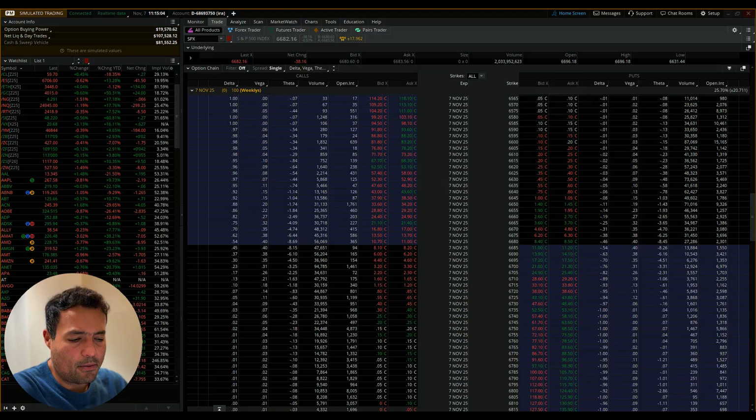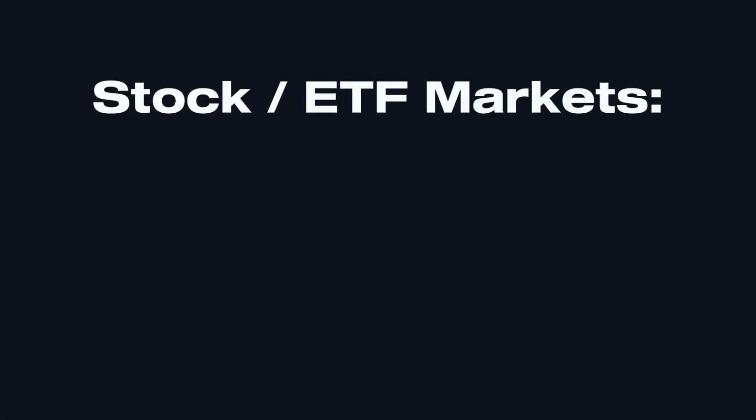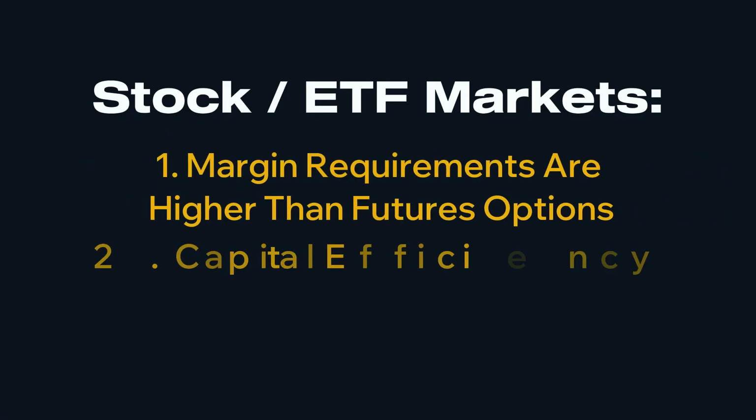I'll tell you exactly how much money we put down and how much capital is required for this kind of strategy that I'm talking about, which is a simple credit spread in a futures options market instead of a stock or an ETF market where the margin requirements are higher. So now just keep that in mind.